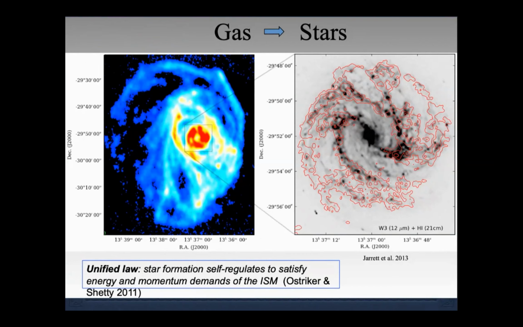So you're seeing an example with M83 on the left, and on the right is the star formation in the grayscale overlaid with the gas. You can see they're beautifully, nicely correlated. Because you need both, so they go hand in hand.